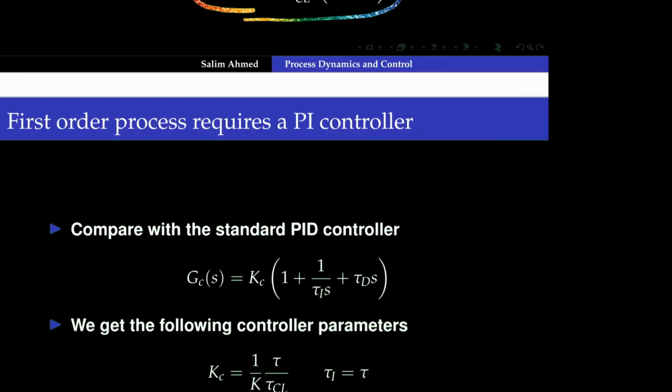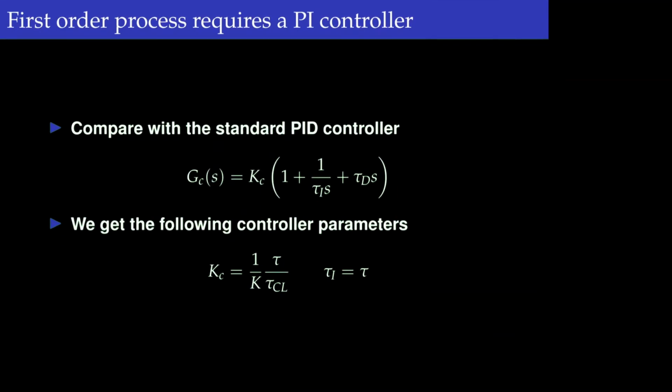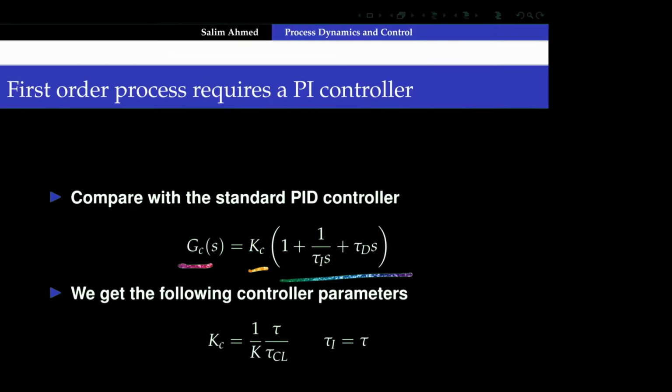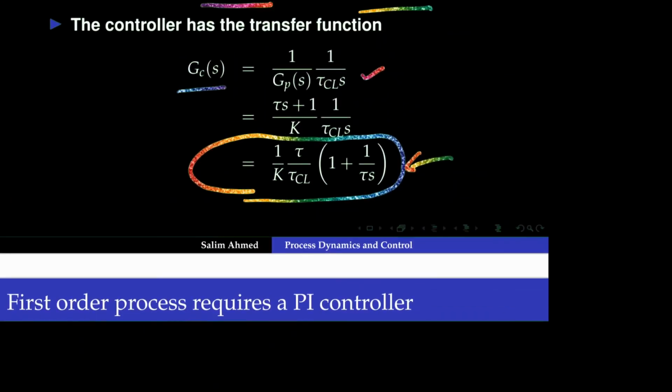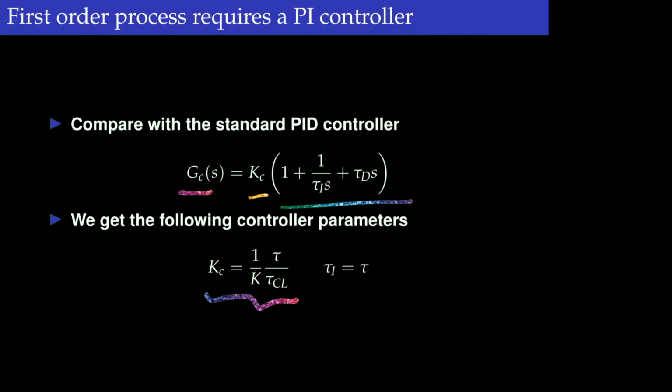For doing that, we need to compare it with the ideal form of the PI controller. We know that for the ideal form of the PID controller, Gc is given as Kc times 1 plus 1 over tau I s plus tau D s. Now if you compare this equation with the equation that we got for the controller, which is this one, we get that Kc is 1 over K times tau over tau cl, and tau I equals tau and tau D equals 0. So meaning that we get a PI controller, not a PID.